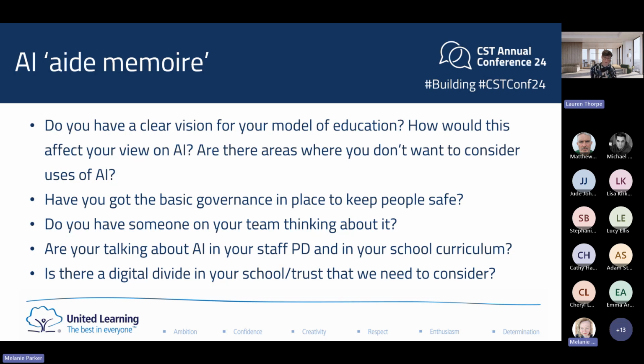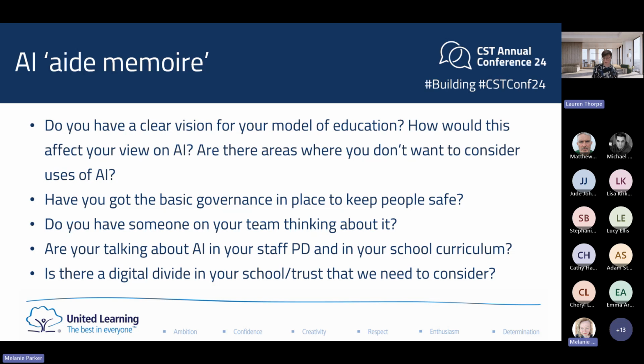I think thinking about having the governance in place that does keep people safe is important. I think it's really important to have someone on your teams thinking about this. I think someone in schools should be thinking about this, and you might want to establish a working group so that you've got people who are interested and enthusiastic and keeping abreast with what's going on, who can keep talking about it and sharing what the potential opportunities are. Thinking about its role in staff professional development and in the school curriculum is increasingly important. We've not done as much work on that yet as we'd like to.